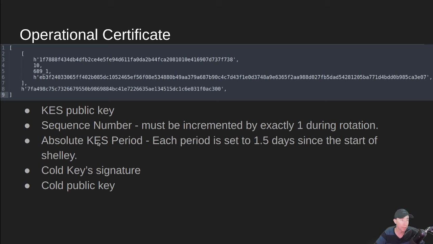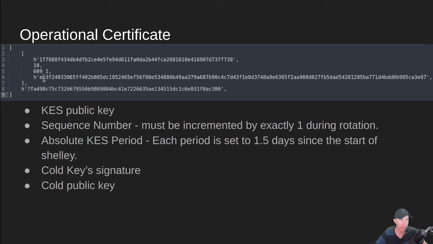It also includes the absolute KES period. Each KES period, if you look inside the Shelley Genesis JSON file, is set to 1.5 days. This value is actually in seconds, but it's easier for me to talk about if I just say days. So every KES period since the start of Shelley ticks this value by 1 every 1.5 days. And we'll talk about that in a little bit.